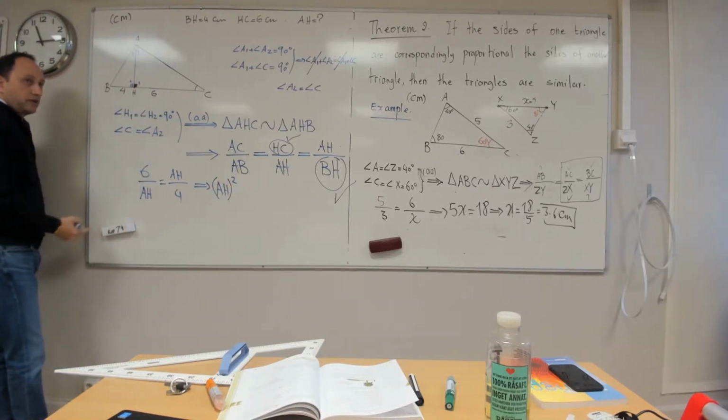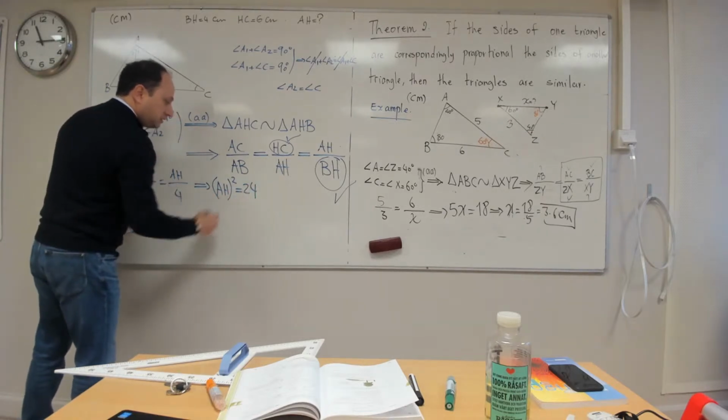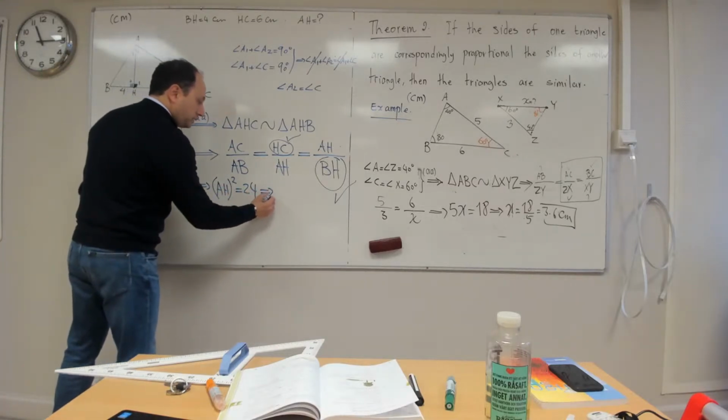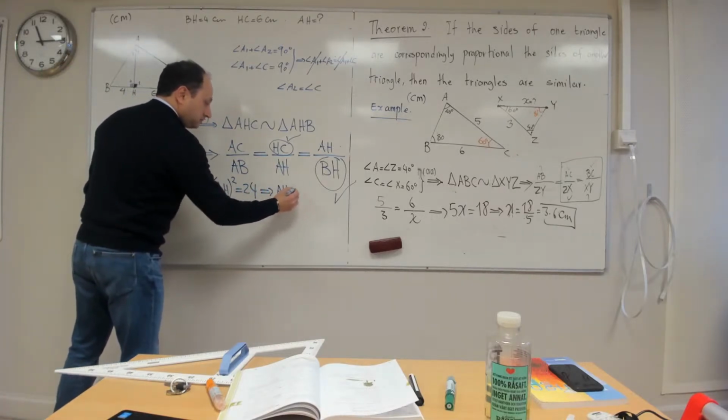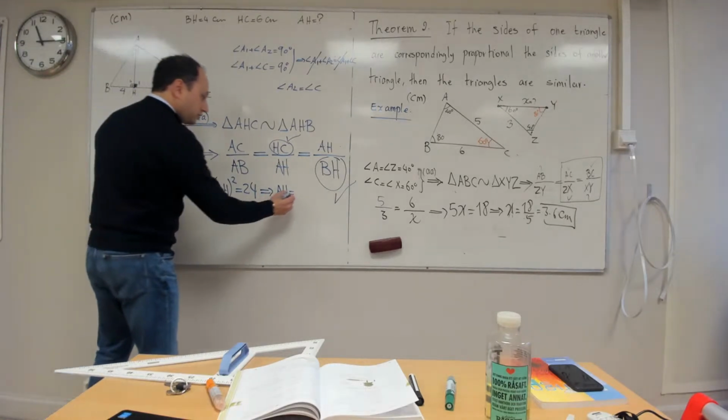This one multiplied by that. 6 times 4 is 24. And then I want to calculate AH. We learned in algebra. So what is AH? Square root of 24. Square root of 24, exactly.